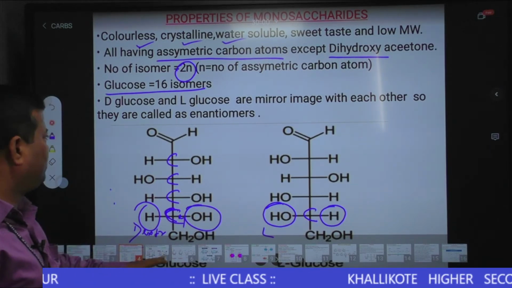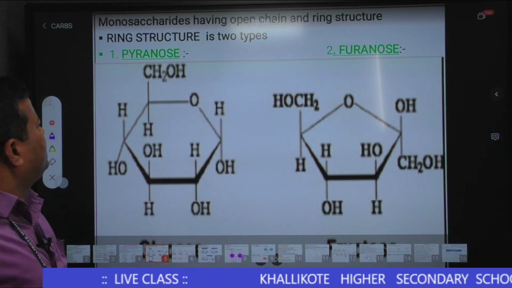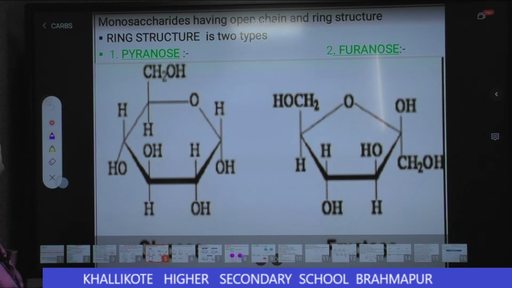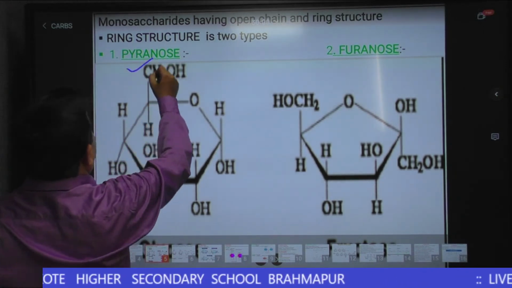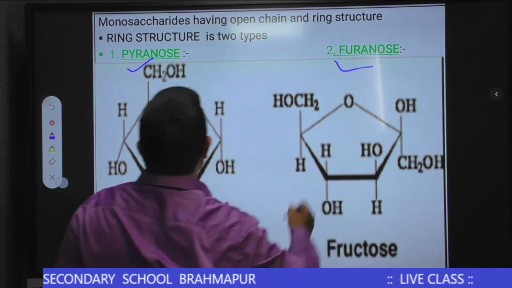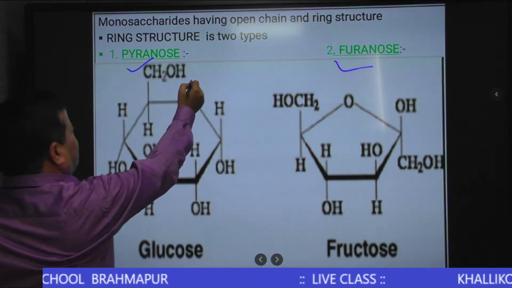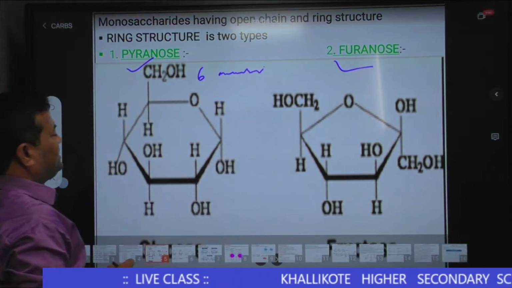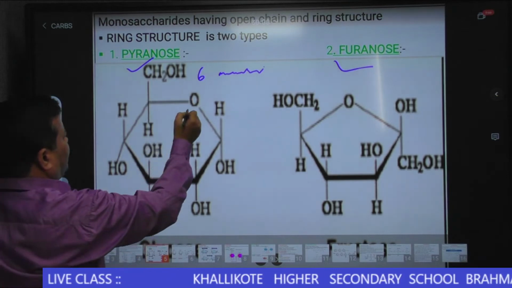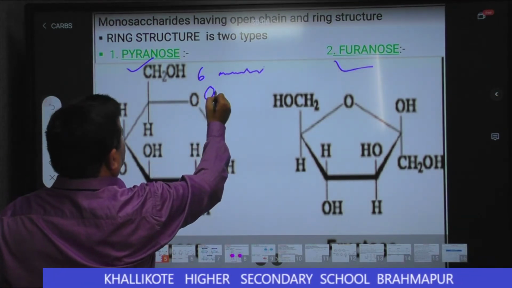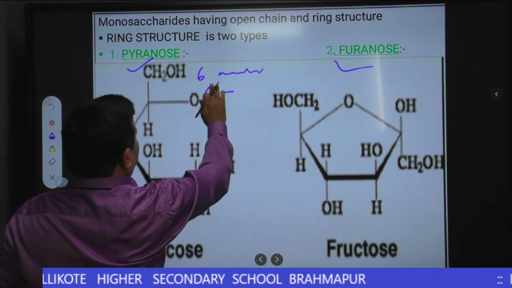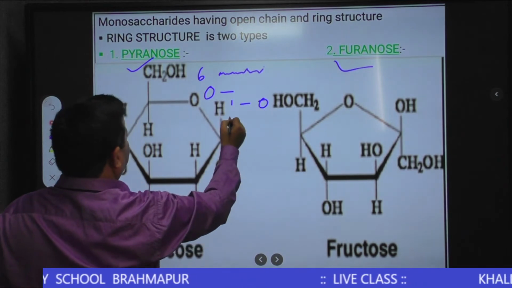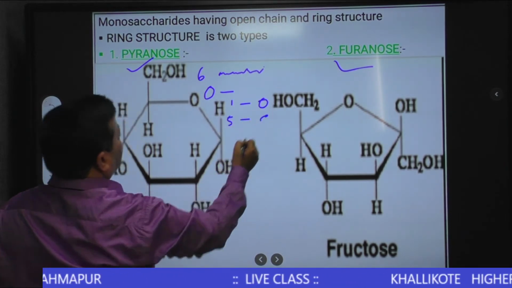Then we come to the ring structure of glucose. Here there are two types of structure of hexose sugar: one is the pyranose form, another is the furanose form. What is the pyranose form? This is a six-membered ring structure. Six-membered ring structure means the ring oxygen at one position goes to the oxygen atom, and the 5 position goes to the carbon atom.